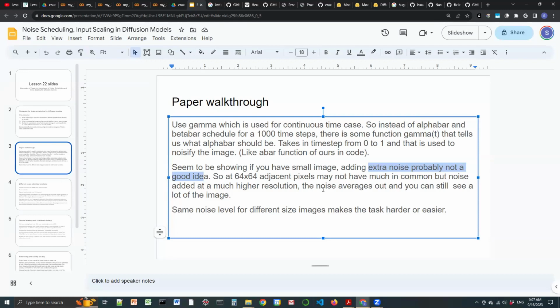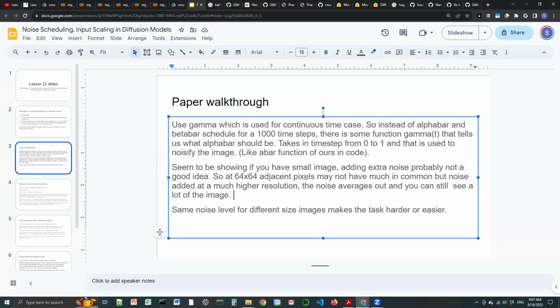So when you add the same noise to much bigger images, the noise averages out, which still leaves a lot of the original image in the image. So adding the same amount of noise doesn't work equally in small images versus large images. So the size of the image matters. This is the reason that the scheduling of noise for small versus large images matters. So the same noise level for different size images can make the task of the diffusion model harder or easier, right? And we'll see the picture.